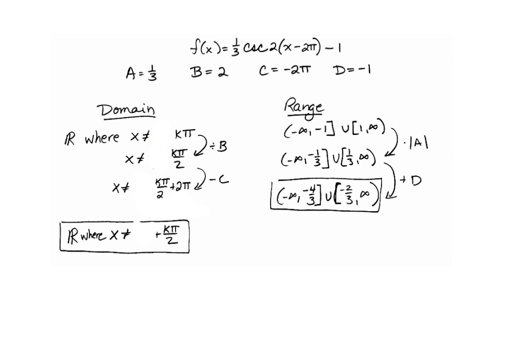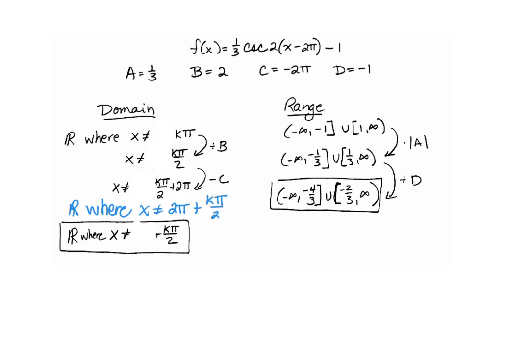So I take these asymptotes, I divide by b, so I shrink them towards my y-axis by dividing by 2, and then I have to shift my asymptotes 2 pi to the right. So I'm going to subtract a negative 2 pi, which is adding 2 pi. So now for my domain, I could have written it like this. All reals where x is not equal to 2 pi plus k pi over 2.